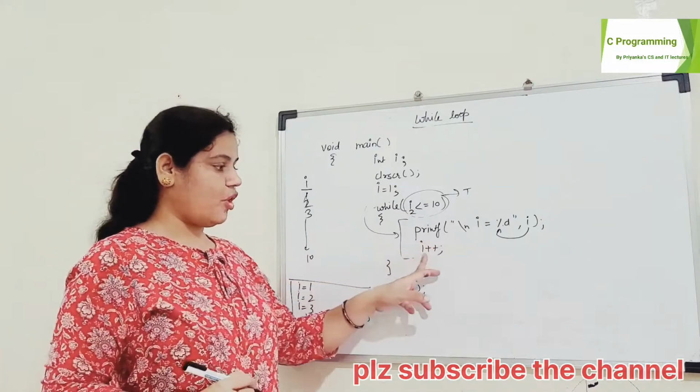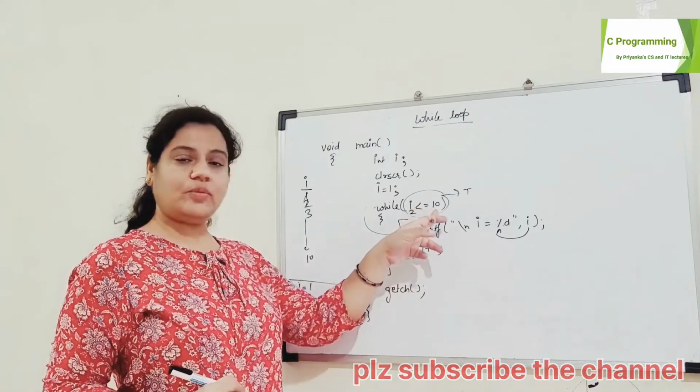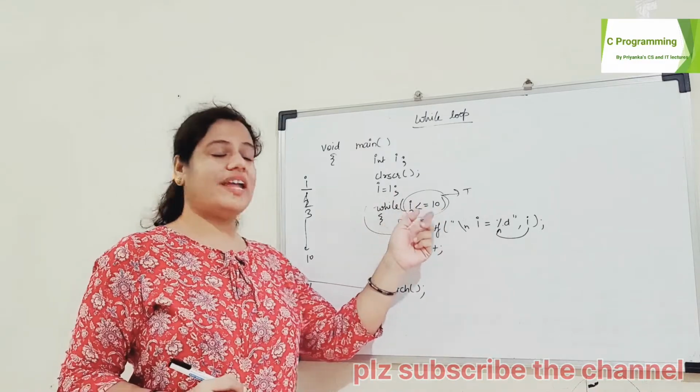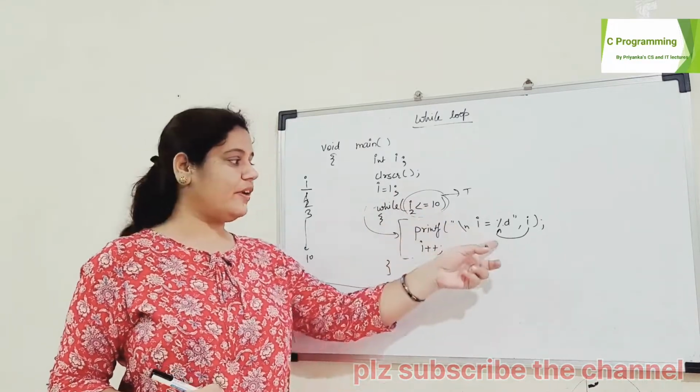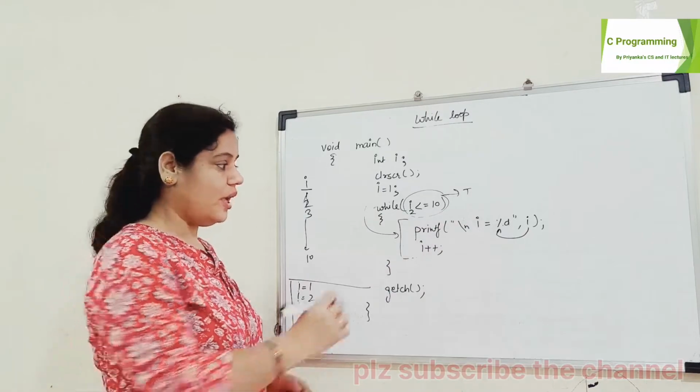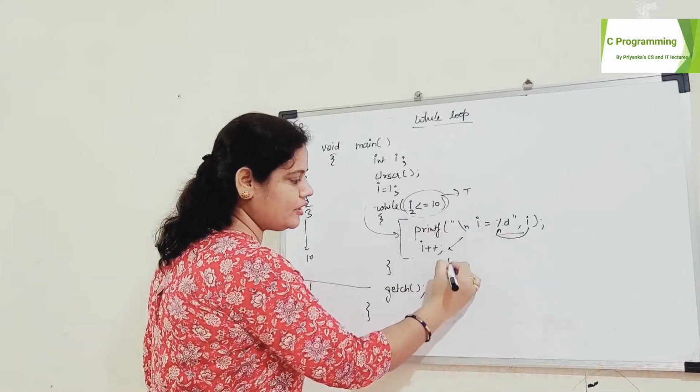If it becomes 10, is 10 less than or equal to 10? Yes, 10 is not less than but it is equal to 10. Then it will print the I value of 10 also. After that it will become 11.